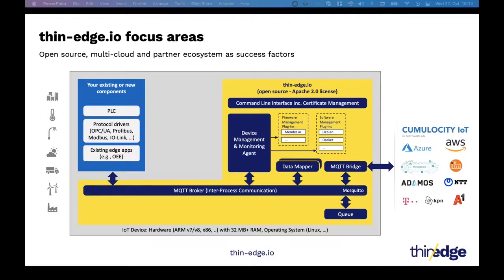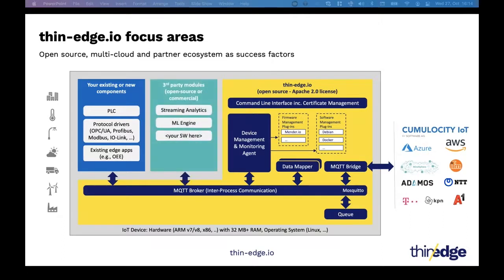And we also, using MQTT as an inter-process communication, open up the capability to deploy additional services or modules or components on the device. So things like streaming analytics engines or machine learning components that can interact over MQTT with other services and also the cloud or IoT platforms.